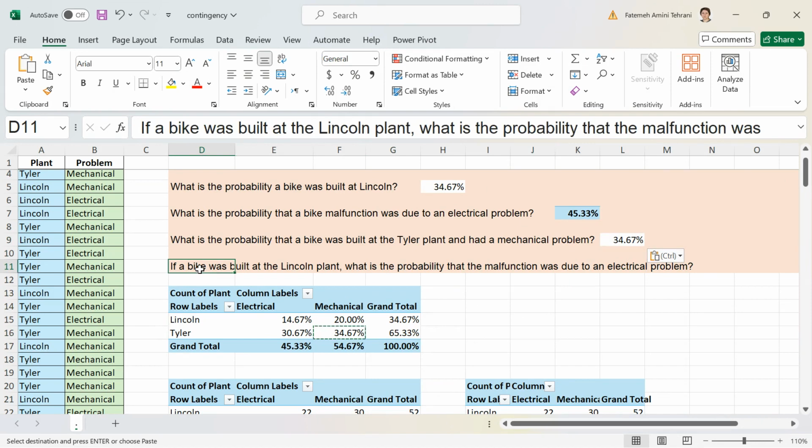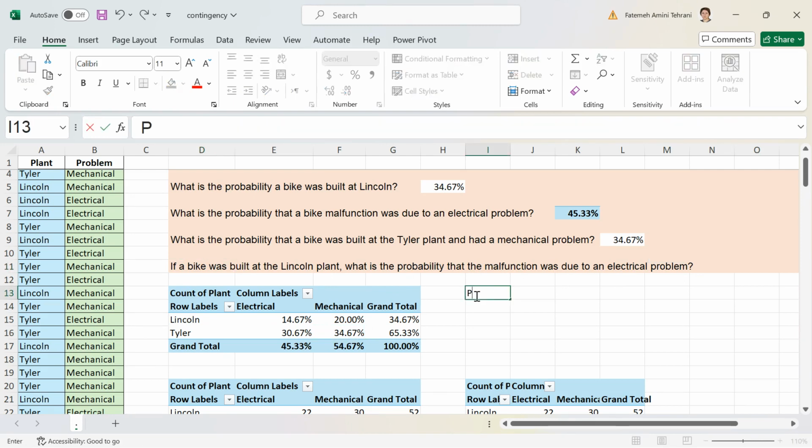Now look at the last part of the question. To answer the last part, we have a conditional probability. The question says, if a bike was built at Lincoln plant, what is the probability that the malfunction was an electrical problem? In this last question, I'm looking for P of electrical given Lincoln. If the bike was built at Lincoln.